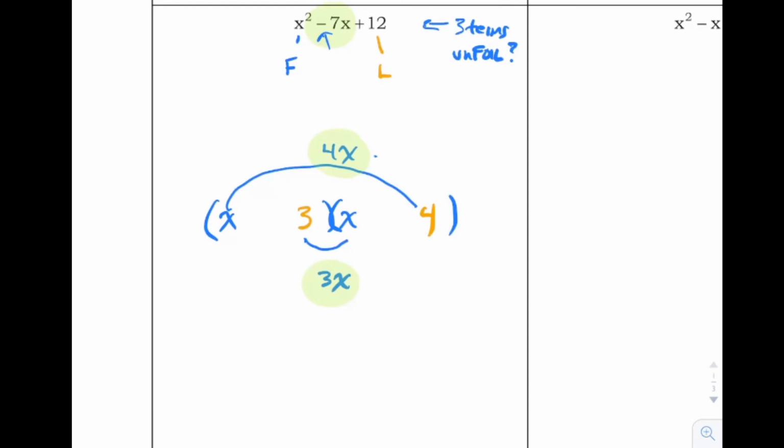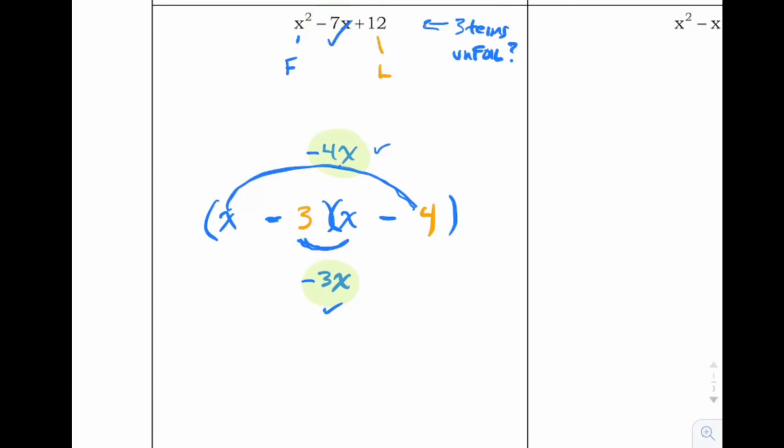Now you're adding these things, right? You want to add those things and get a negative 7x. Well, it would work pretty great if you just had negatives that you were adding up. If you were adding a negative 4x and a negative 3x, that would work. So if you want this to be a negative 4x, that means putting a negative over here, so that x times negative 4 would be negative 4x. And then you'd want to have a negative here too, so that negative 3 times x would give me the negative 3x. And then the negative 4x and the negative 3x does indeed give me the negative 7x that I want.